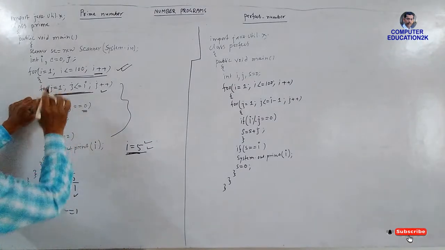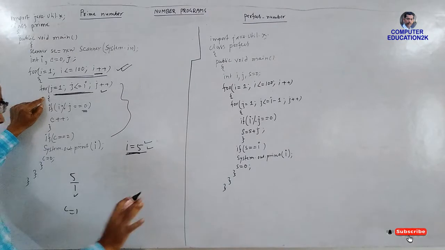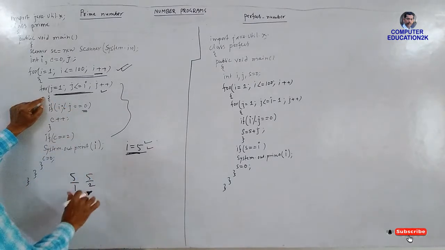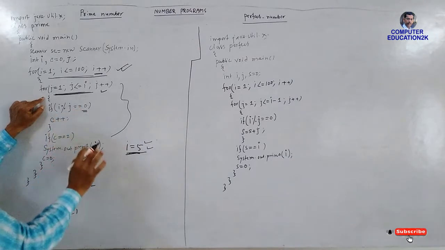Now j will be 2, but i is still 5. So 5 by 2, if we divide, is the remainder 0? No.